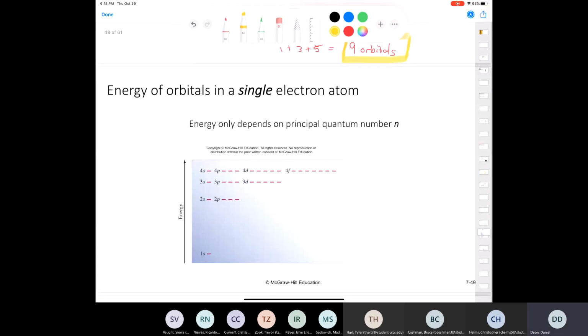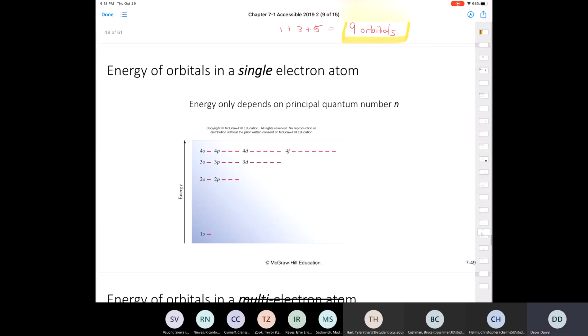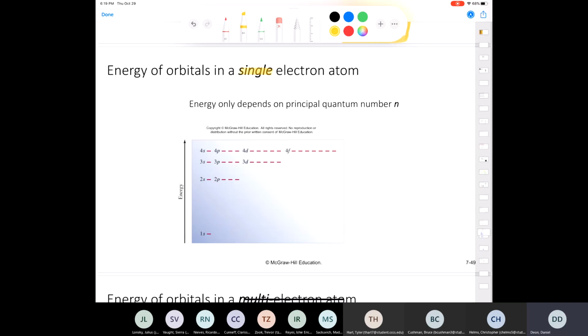Now, for the energy levels of the orbitals that we've looked at so far in a single electron atom, the energy depends on the principal quantum number only. But that's for a single electron atom. Now, how many single electron atoms do you think we're going to look at? I mean, not that many. We can only make so many cations before we run into some complexities there. So if you have a single electron atom, the orbital energy only depends on n. Again, we're going to look at very few cases where that would apply.